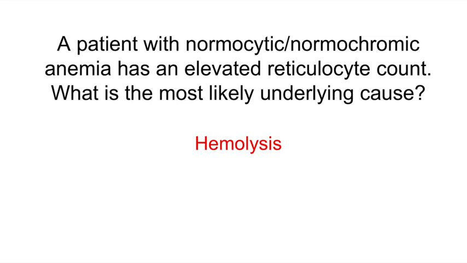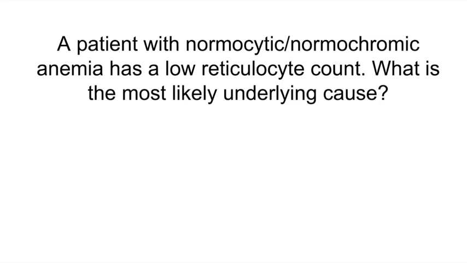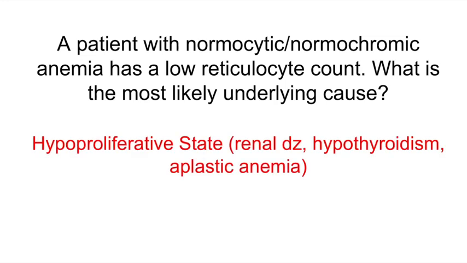A patient with normocytic normochromic anemia has a low reticulocyte count. What is the most likely underlying cause? A hypoproliferative state, such as hypothyroidism or aplastic anemia.